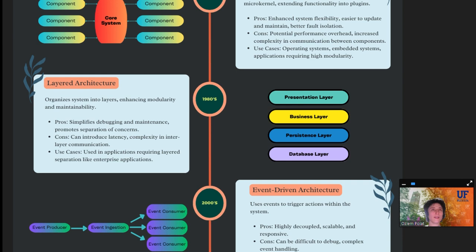Now, let's look at layered architecture. In the 1980s, the layered architecture was widely adopted. It organizes the system into layers, enhancing modularity and maintainability. This approach simplifies debugging and maintenance, but can introduce latency and complexity in interlayer communication. Layered architecture is commonly used in applications requiring layered separation, like enterprise applications.